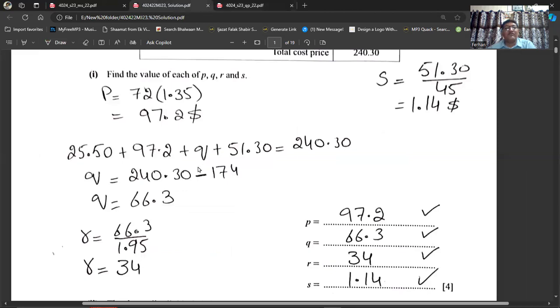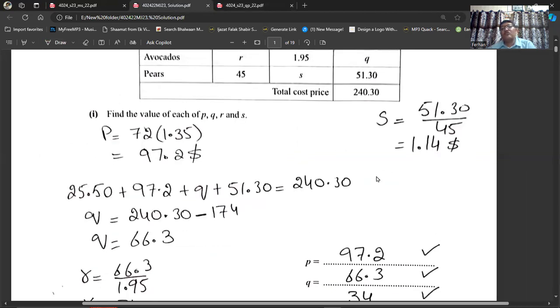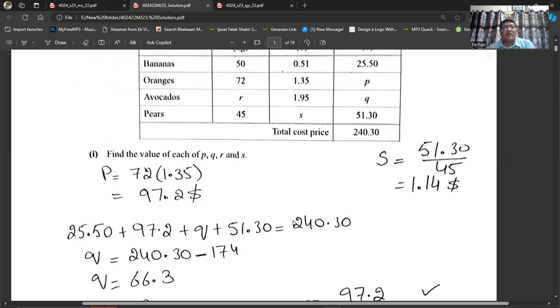So for S, it's very simple. S will be equal to 51.30 divided by 45, and that will be $1.14. So now we know the value of S. Once you know the value of P and the value of S, you can find the value of Q. The value of Q will be from the total bill, the total cost price, subtract the other values and subtract the P value.